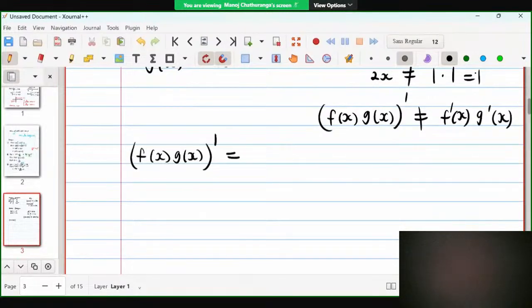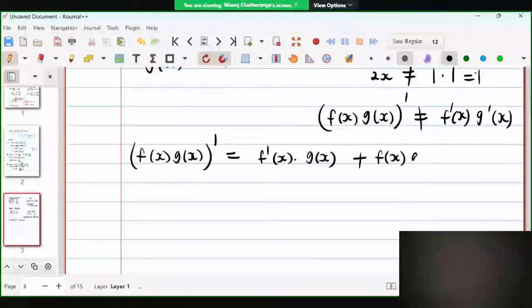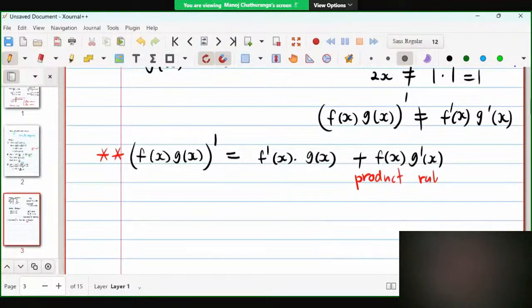To differentiate products, we have a separate rule. If you want to differentiate a product, you will first differentiate the first factor and keep the second factor. Don't touch the second factor. Then do this the other way. Keep the first factor and differentiate the second factor. This is the correct rule to differentiate a product. This is called the product rule.